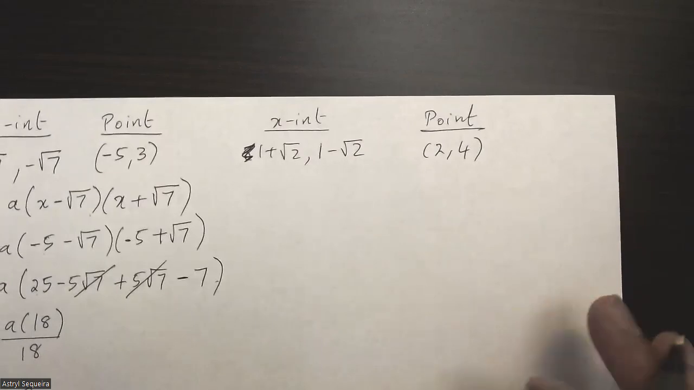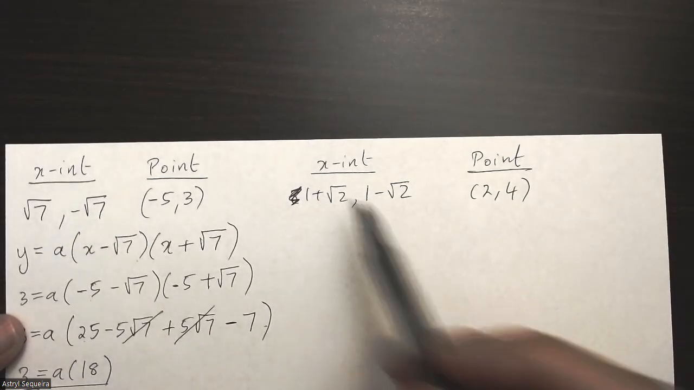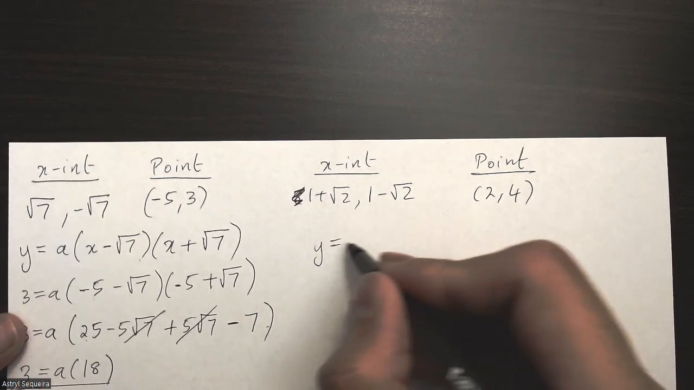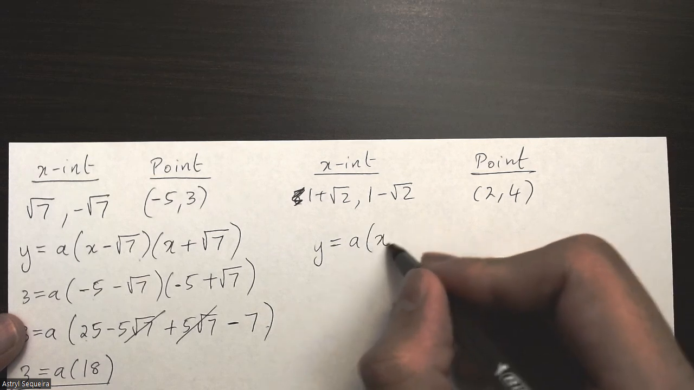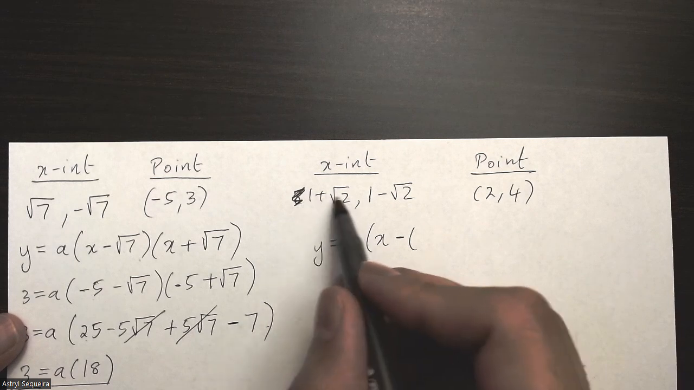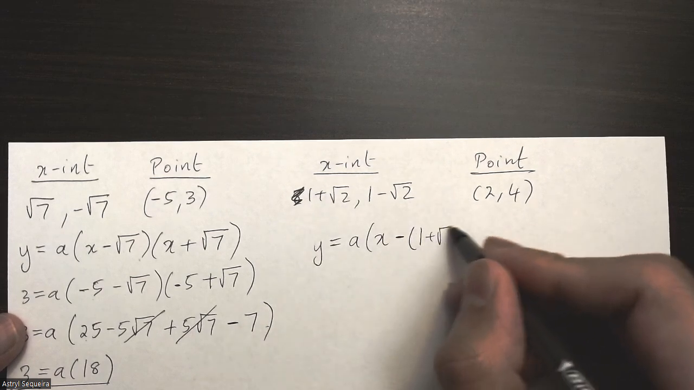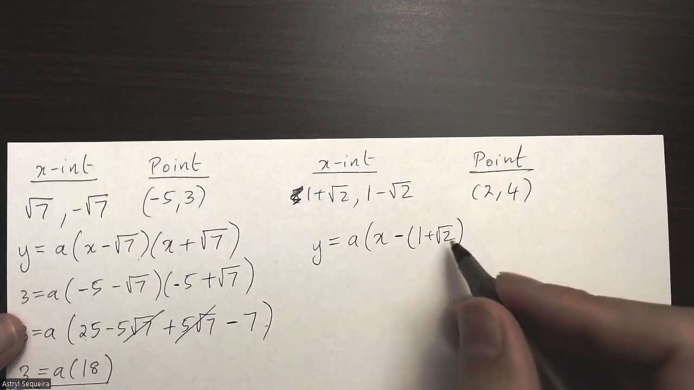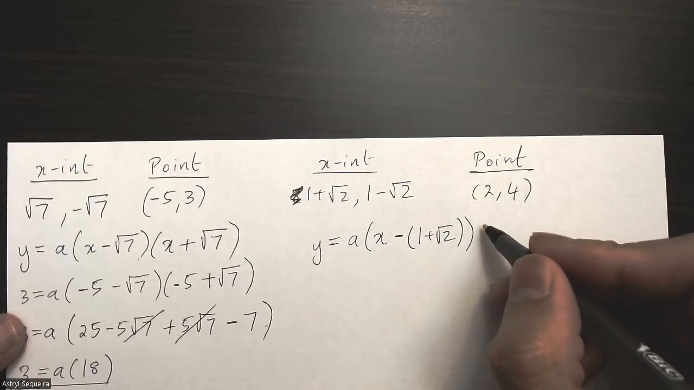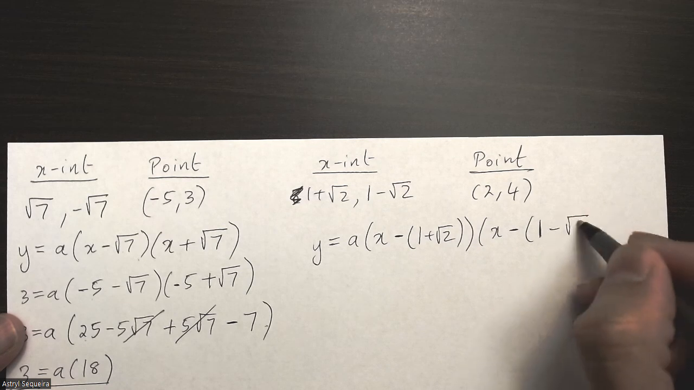Let's go to this final question here, which is probably the hardest one. We now have complex roots for the answers. So we'll start with the same thing, y equals a, but over here you have to do double brackets because we have multiple terms for each x-intercept. So x minus (1 + root 2) has to be inside a bracket. Do not forget that, really, really important. And then over here, it's going to be x minus (1 - root 2).